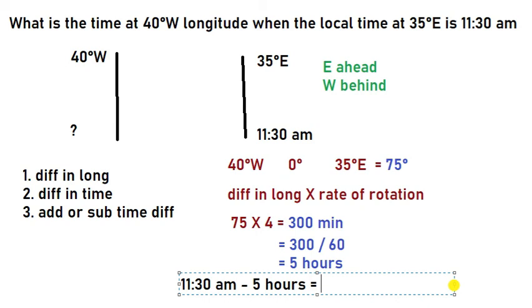We can do this manually, otherwise mathematically. If we reduce 1 hour, it is 10:30. If you reduce 2 hours, it is 9:30, then 8:30, 7:30 and 6:30. That means when we reduce 5 hours from 11:30 a.m., the time will be 6:30 a.m. So here we got the answer. The time at 40-degree west will be 6:30 a.m. So when the time at 35-degree east longitude is 11:30 a.m., the time at 40-degree west longitude will be 6:30 a.m. Thank you.